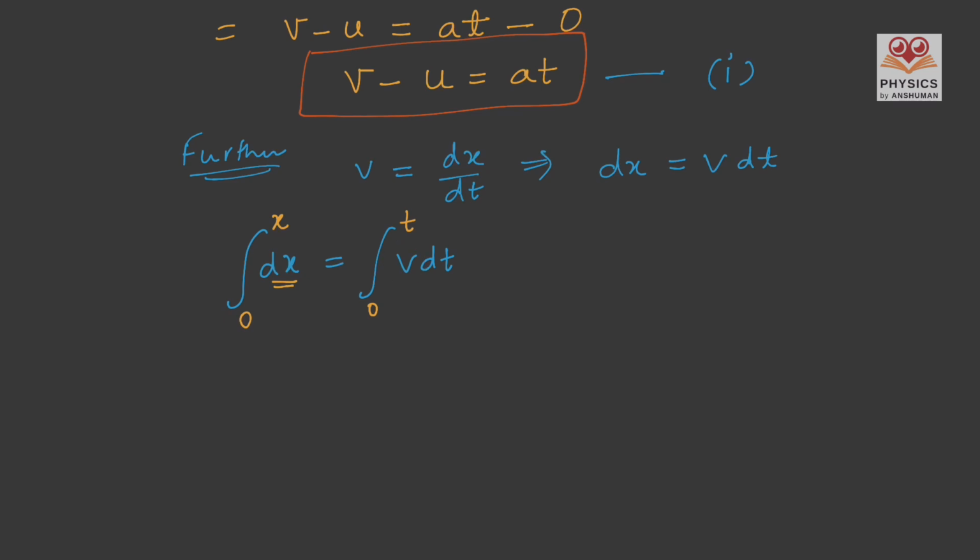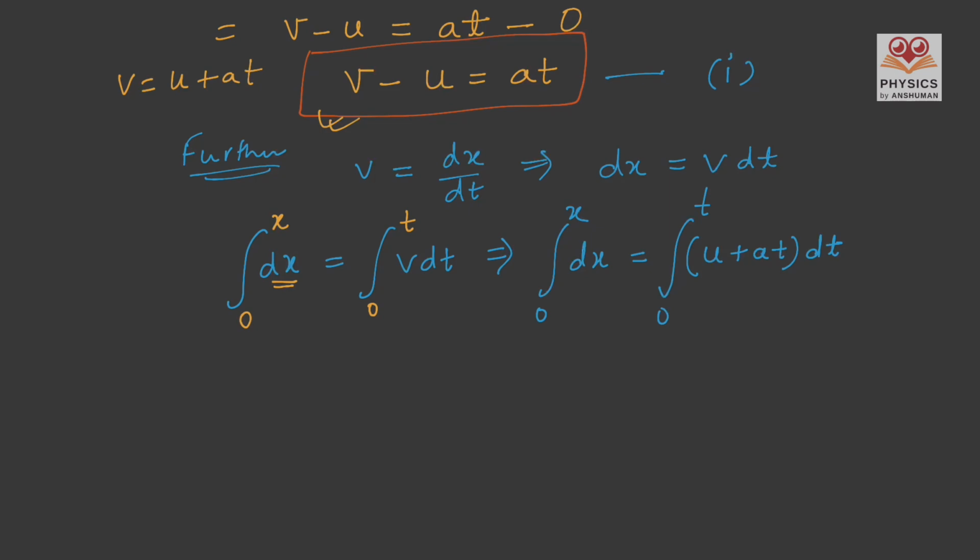Now the value of v is required here. So the value of v, we already found from the first equation, that is v minus u is equal to at, or v is equal to u plus at. So just replace the value in our integral equation. So let's write, it is from 0 to x, dx is equal to, integrating from 0 to t, and then v can be written as u plus at, and then it is multiplied by dt.